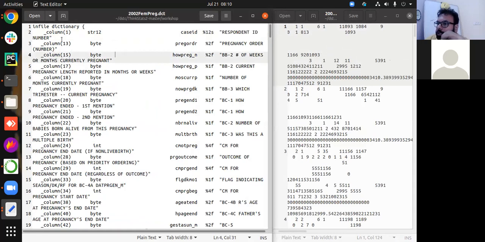After this first column, we go into column 13 because the first one is of size 12. The next column, the 13th, is a byte, and it will have two bytes of data, and it will be floating point. And pregnancy order number: is it the first pregnancy or second pregnancy or third pregnancy? First child or second child or third child, that order.